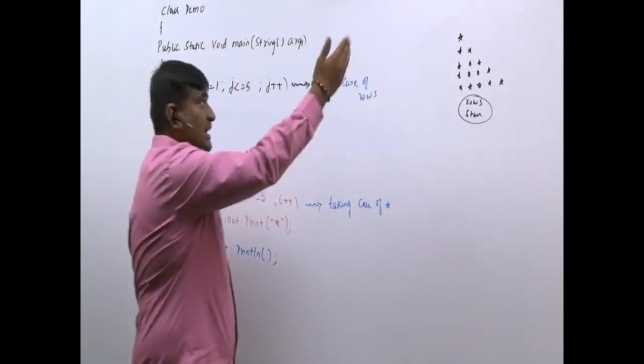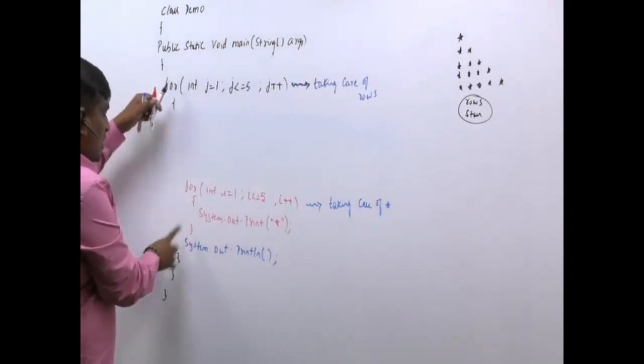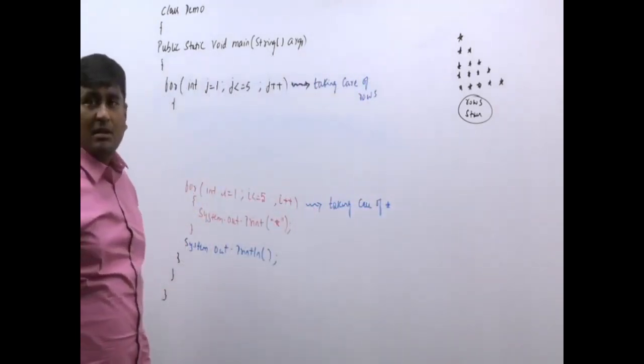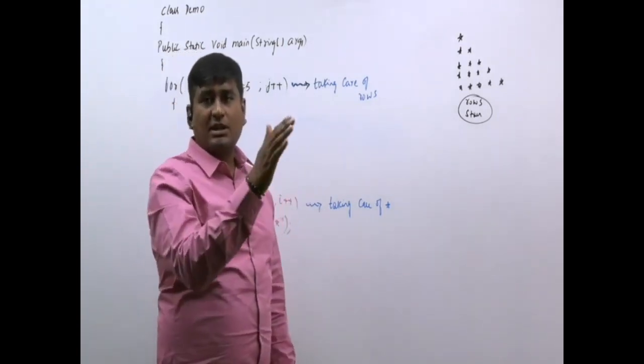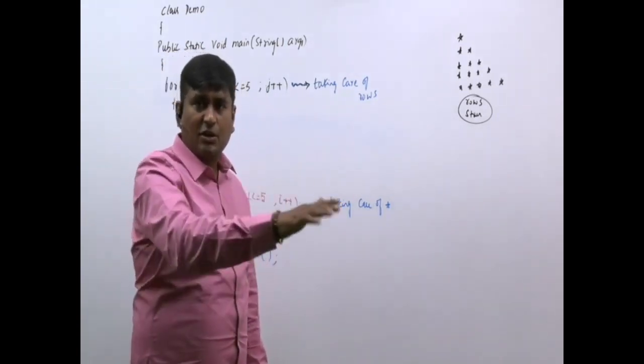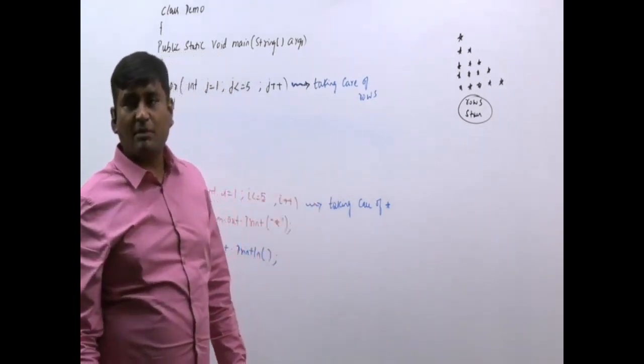Now look at the stars. In a row, stars are there. See here, this is a row. In a row, stars are there. In the previous case, in all rows, 5 stars only. In the first row, 5 stars. Second row, 5 stars. Third row, 5 stars. Fourth row, 5 stars. Fifth row, 5 stars. Look at the previous program, the parallelogram.